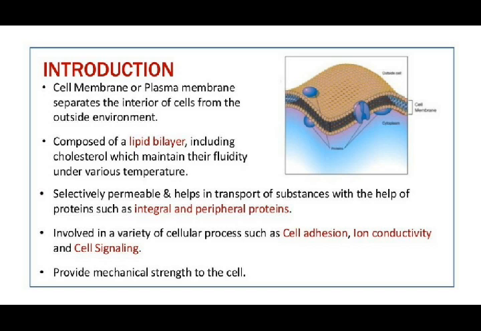Introduction of cell membrane. The cell membrane, or plasma membrane, separates the interior of the cell from the outside environment. It is composed of lipid bilayers including cholesterol, which maintains fluidity under various temperatures. It is selectively permeable and helps in the transport of substances with the help of proteins such as integral or peripheral proteins. It is involved in a variety of cellular processes such as cell adhesion, ion conductivity, and cell signaling, and provides mechanical strength to the cell.